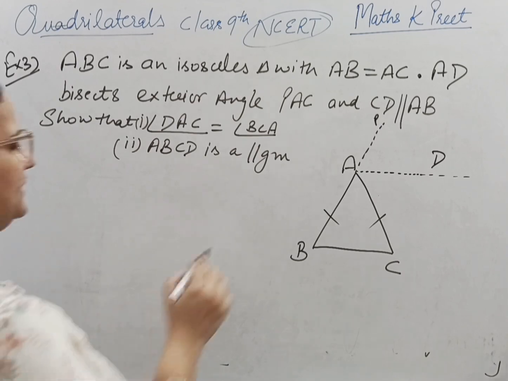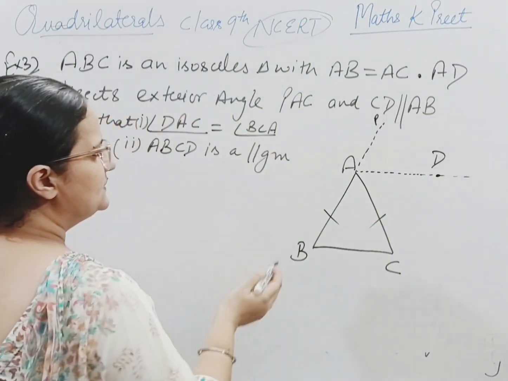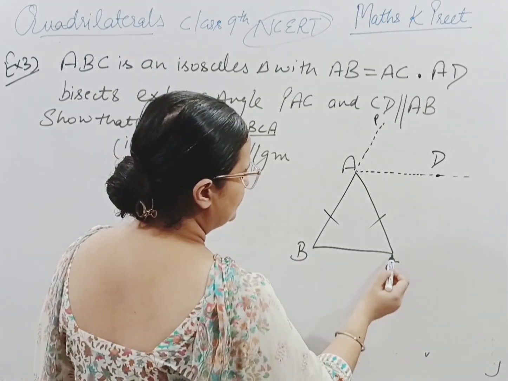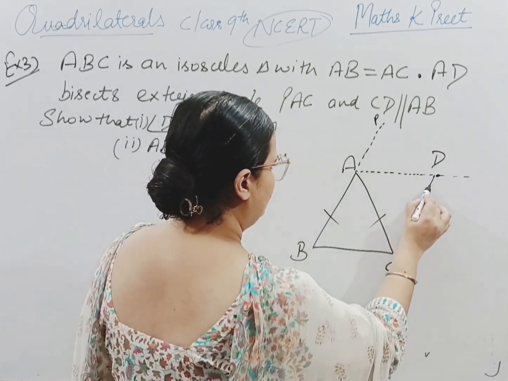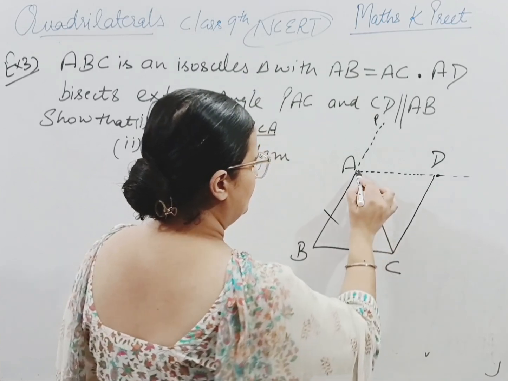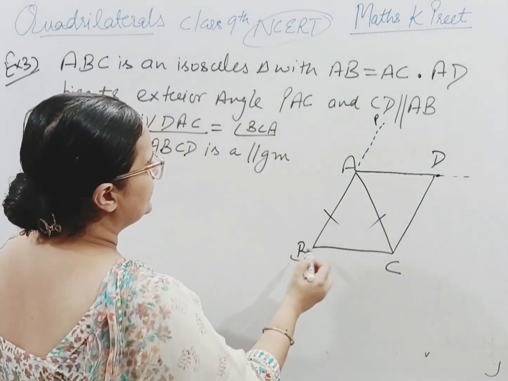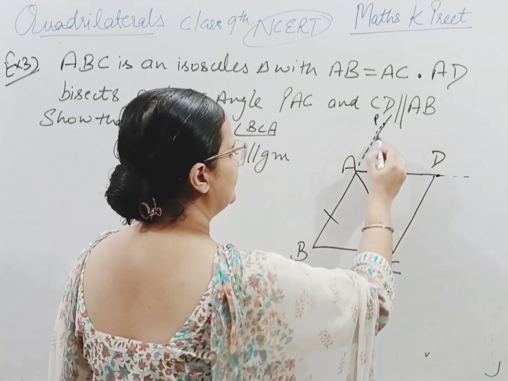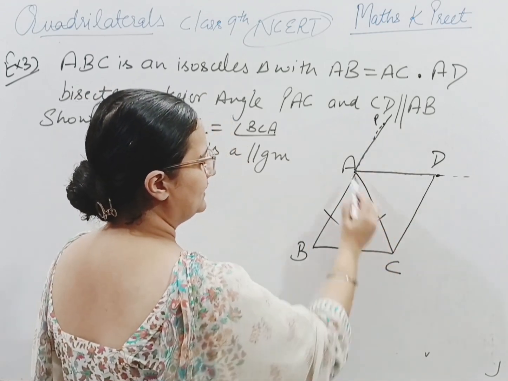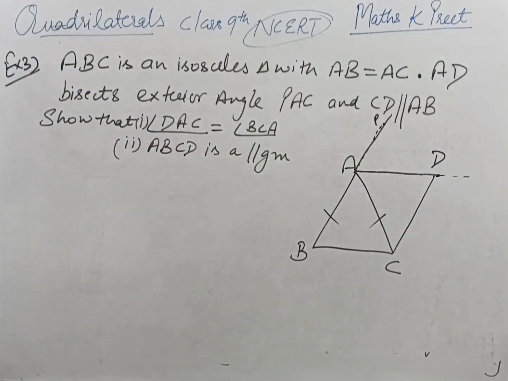PAC, AD is bisecting. This is my point D, and CD is parallel to AB. I have to draw CD in such a way that it is parallel to AB. So this is my AD, given that CD is parallel to AB. These two sides are given parallel. This is an exterior angle to this triangle which AD is bisecting. So all these things we have in our hands.